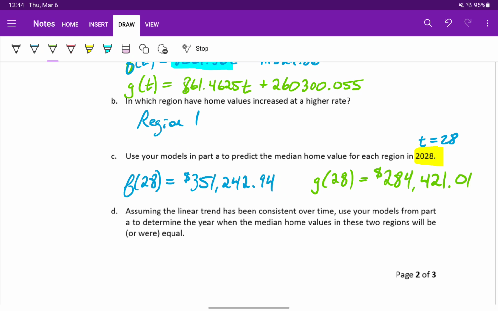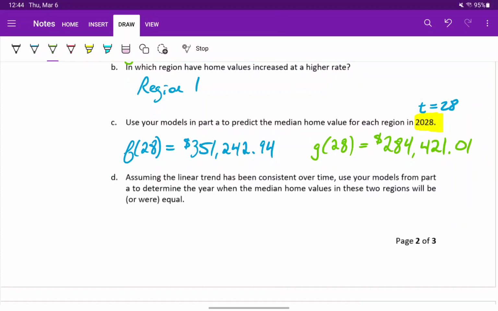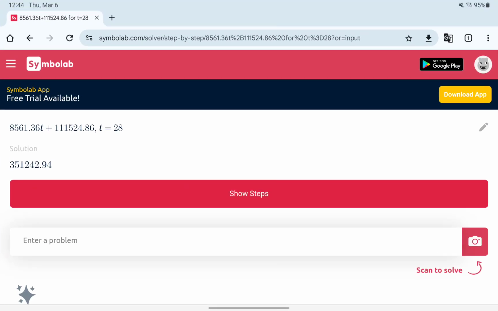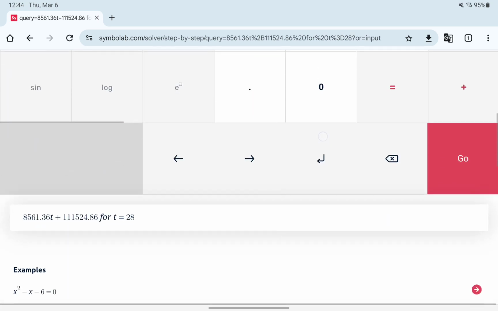And then in part D, we're told to assume that linear trend has been consistent over time, which would imply it would continue to be consistent. We want to use our models from part A to determine the year when the median home values in these two regions either will be or already were equal to each other. What that means is we want to take these two equations, set them equal to each other, and solving for t will tell us when those median home values were the same.